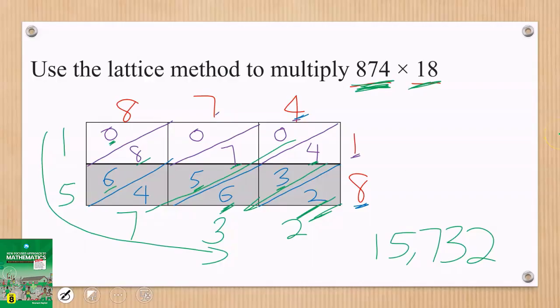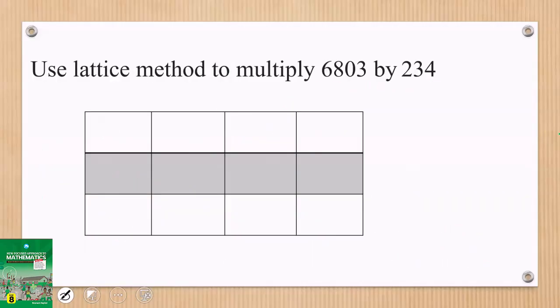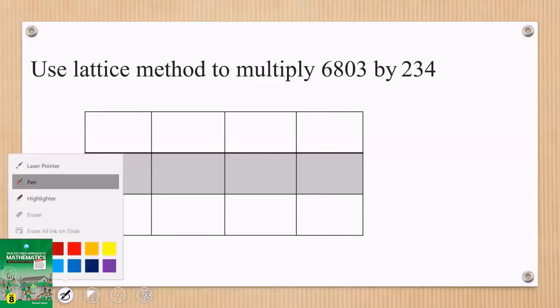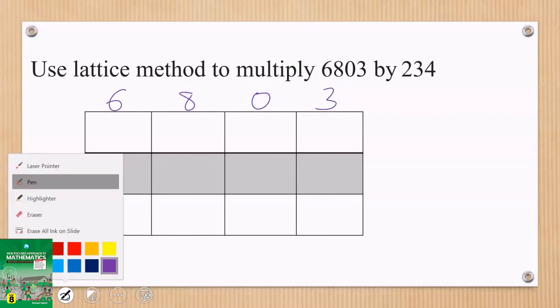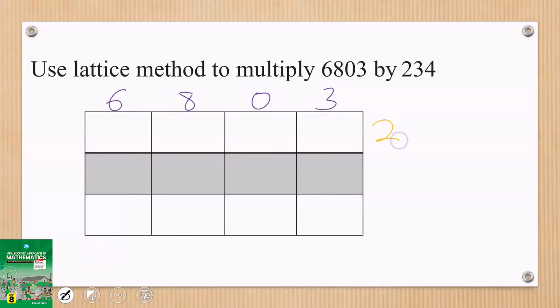Now let's take another example and see. Use the lattice method to multiply 6,803 by 234. So again, each digit comes in as, I can put 6, 8, 0, and 3. Then down here, let me also write 2, 3, and then 4. Right. Now we are going to do the multiplication. So we draw our lines, okay, diagonally, nicely.